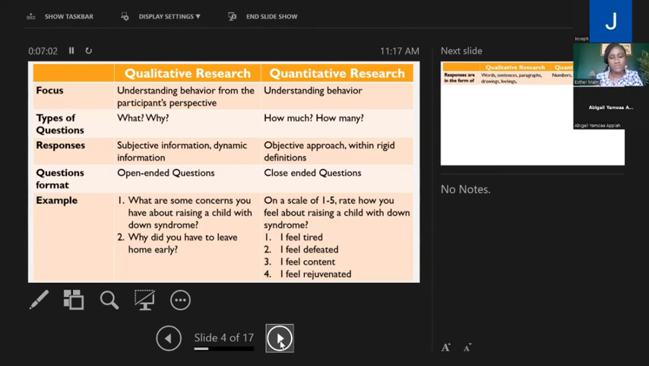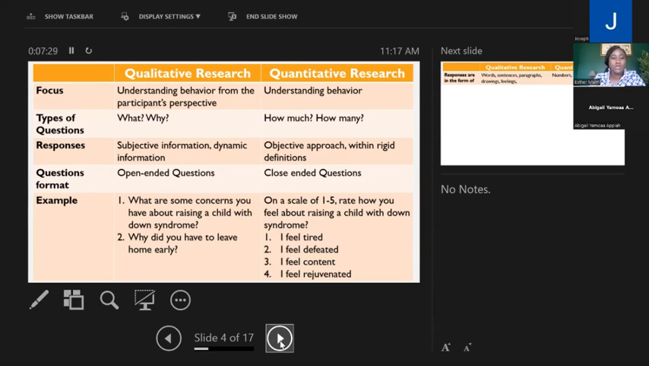For quantitative research types of questions, again, based on the way they are set up, they are relatively close-ended questions where you as a participant have to choose one, sometimes more, of the set responses you've been provided. All right, so these are just examples of qualitative research questions as compared to quantitative research questions.